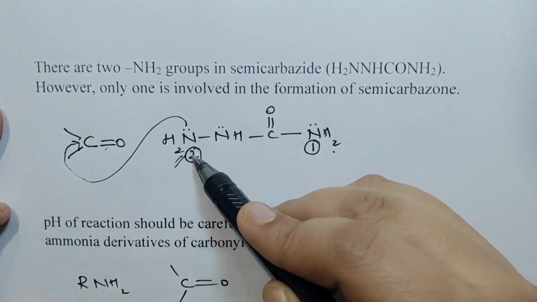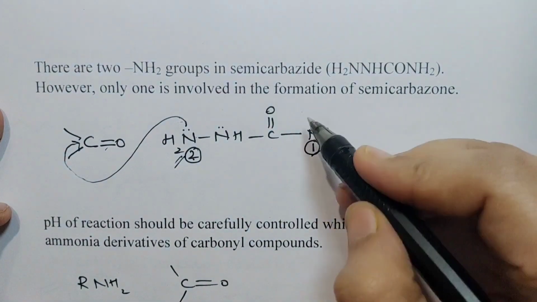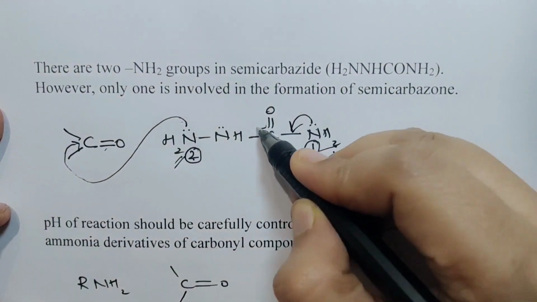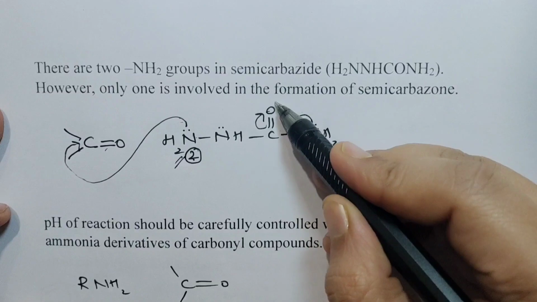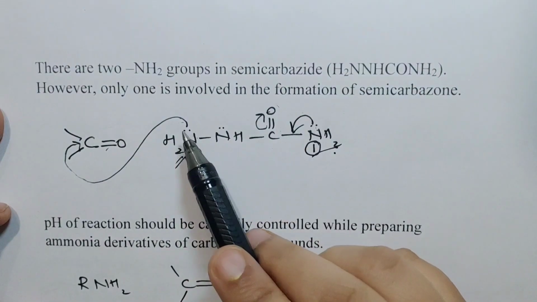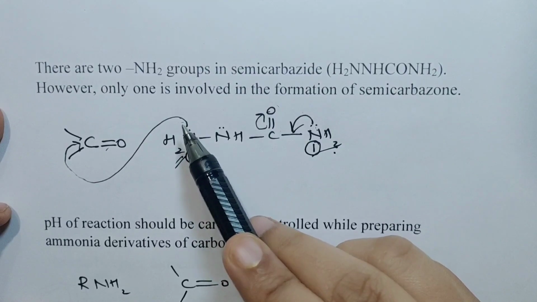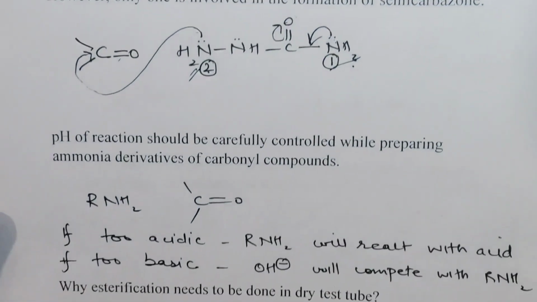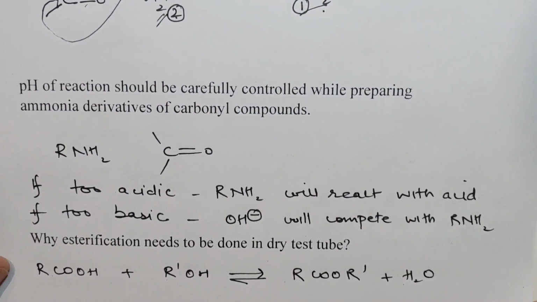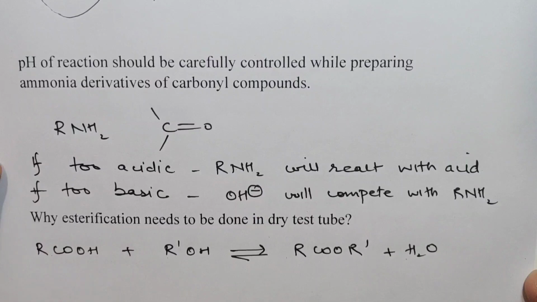this is possible for this second amino group, but not for the first one, because the lone pair here is involved in resonance, as it is in conjugation with the carbonyl carbon. Whereas here there is no conjugation. Therefore, these lone pairs are actually available to attack the carbonyl carbon. Moving on. pH of the reaction should be carefully controlled while preparing ammonia derivatives of carbonyl compounds.